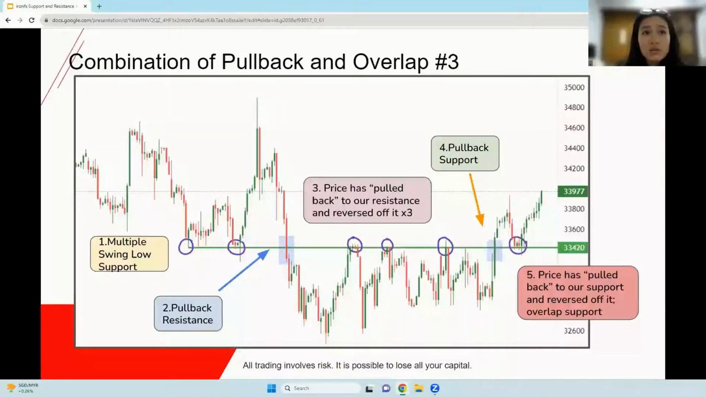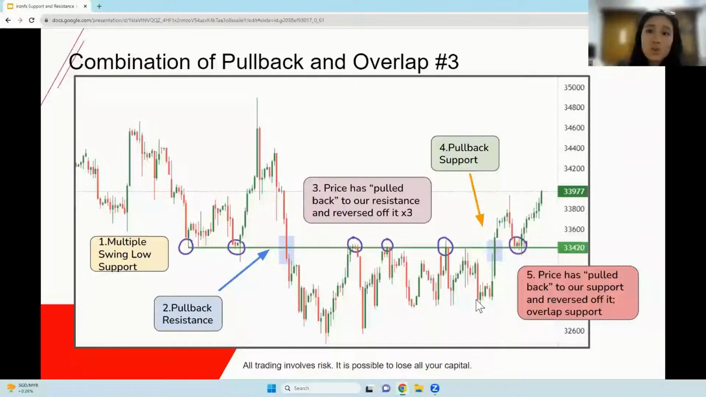Okay. So once again, combination of pullback and overlap. Firstly, we have a multiple swing low here. Okay, 1, 2 circles here. Point two, pullback resistance. Once price breaks the multiple swing low support, it then becomes a pullback resistance, and then it reverses, pulls back to our resistance, and reverses off of it 3 times here.